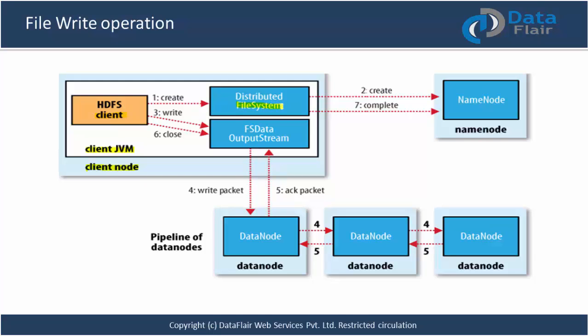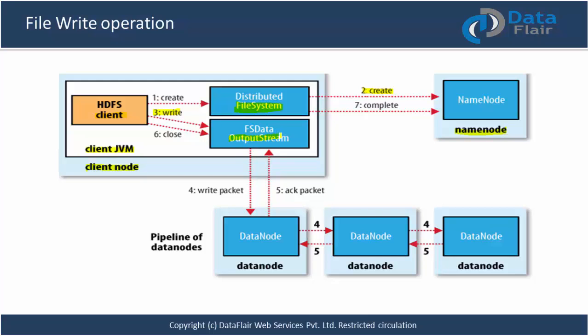It will send a create request to the file system API now. My file system API will send a create request to the name node. Now the name node will provide the address of the slaves: go and write here, go and write there. My client will directly go to the data node to write. How? The client will send a write request to the output stream.